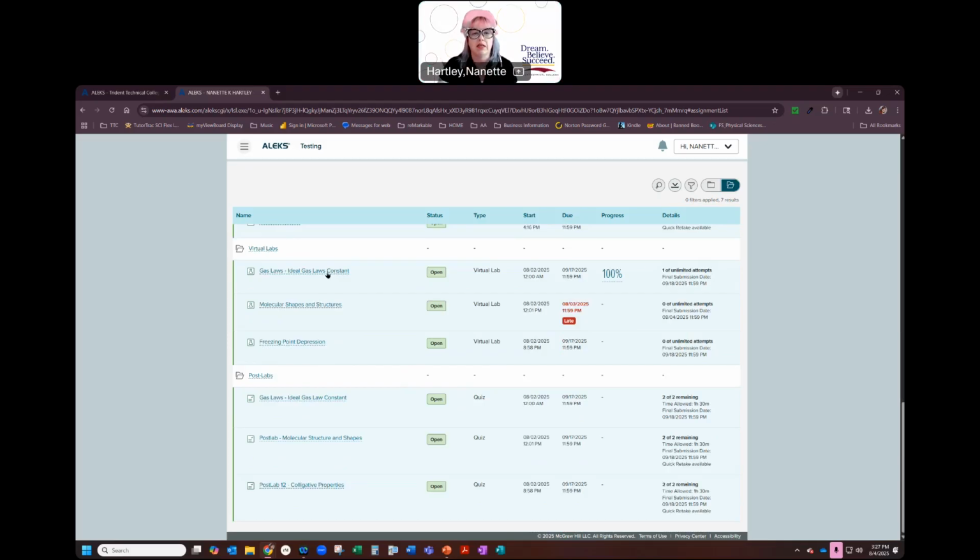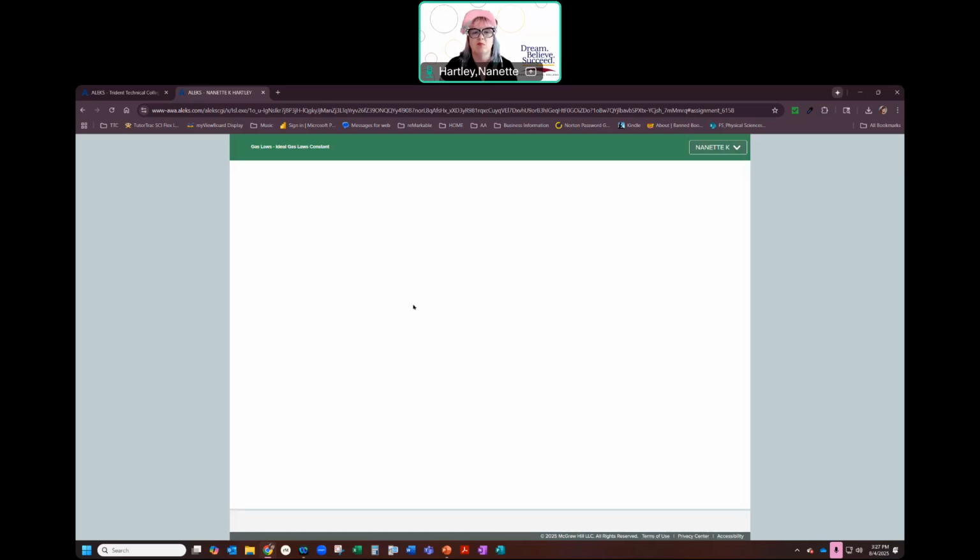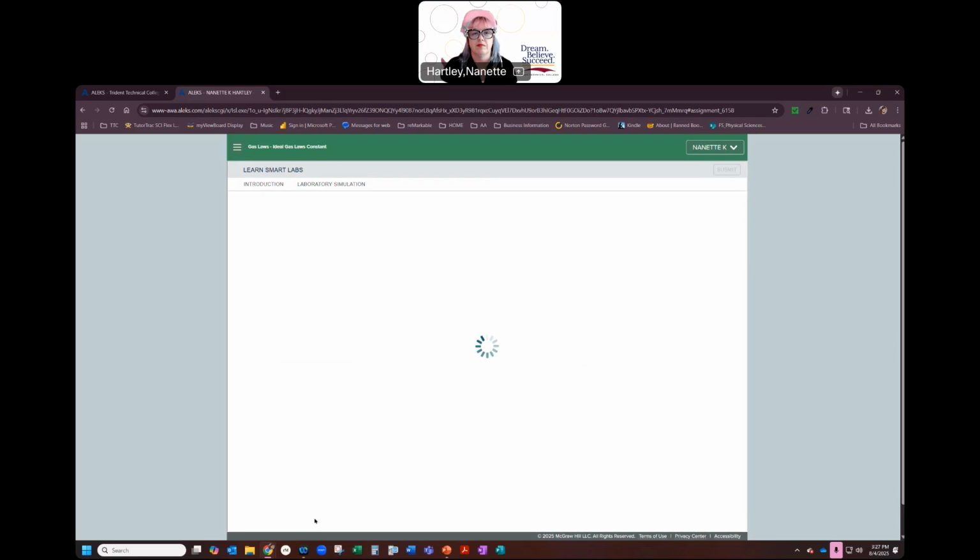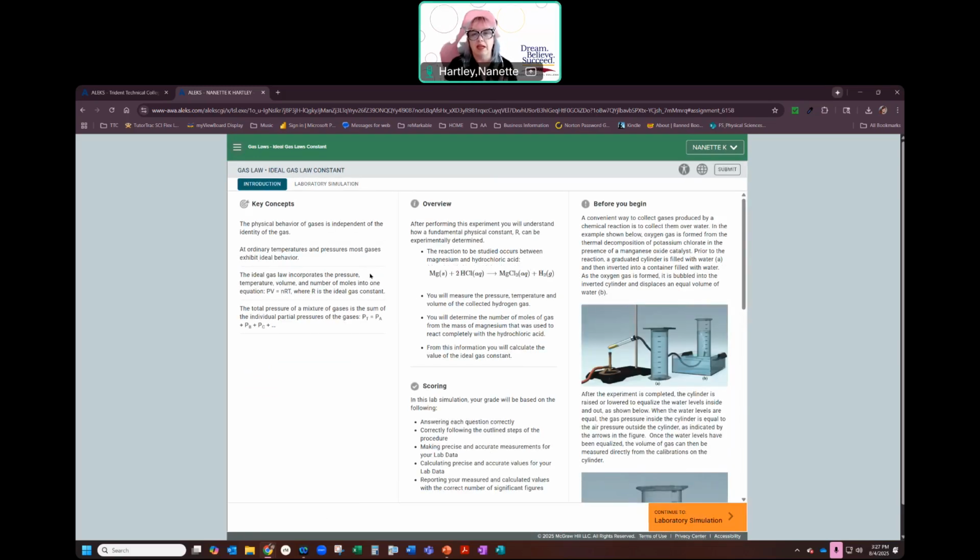Now, we can come in here and click the gas laws, ideal gas laws constant, and that will take you to this screen right here. And you can start this. And this will take you to the first page of this experiment. You'll get some key concepts. You'll always get this when you start a lab, an overview of the experiment, how the lab will be scored, and some information about it before you begin. Now, all of this information is sort of important to you. You should definitely read it.